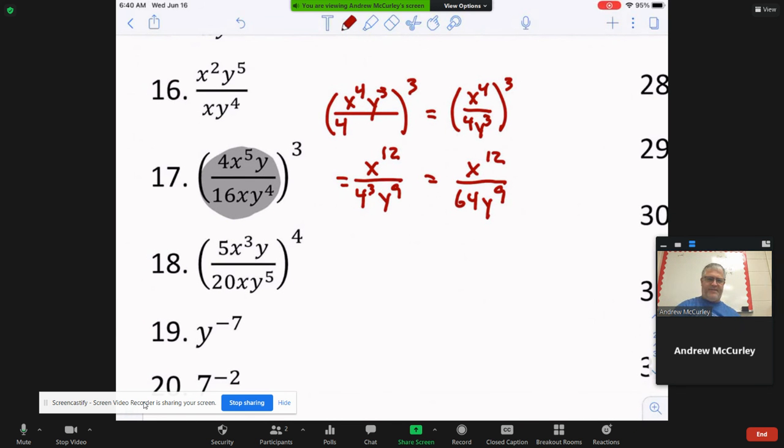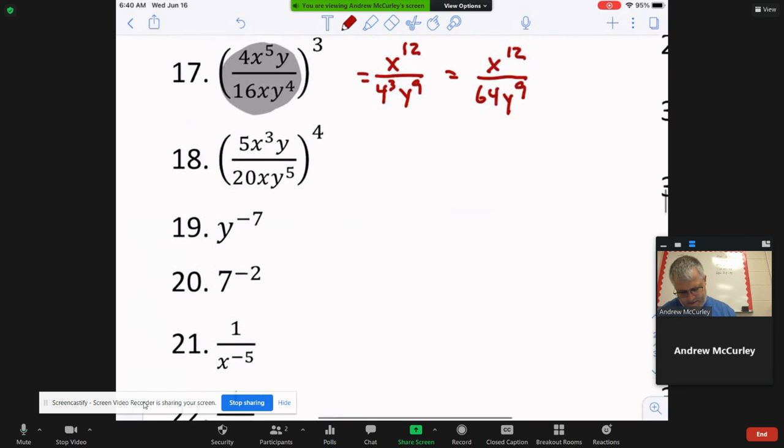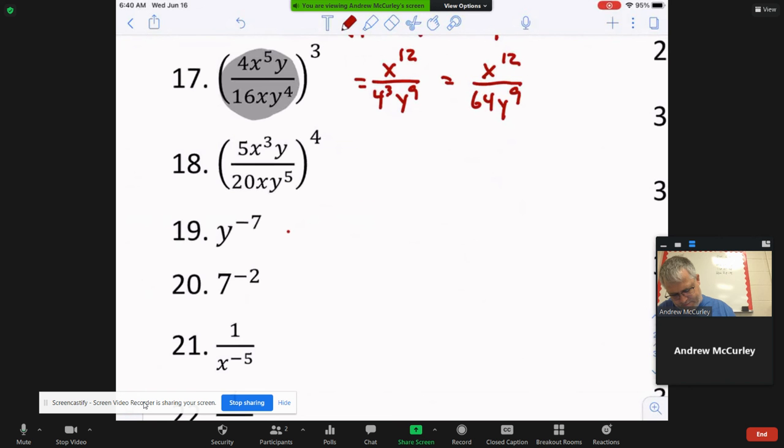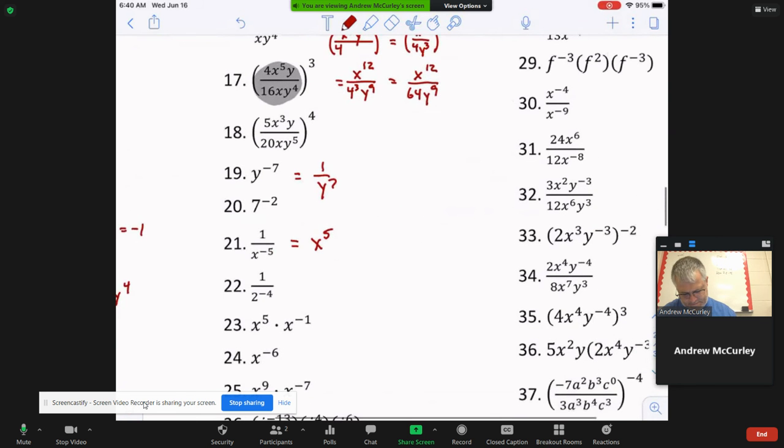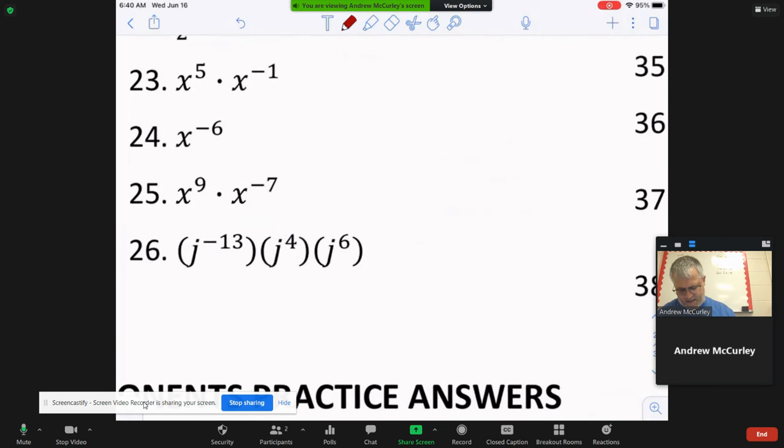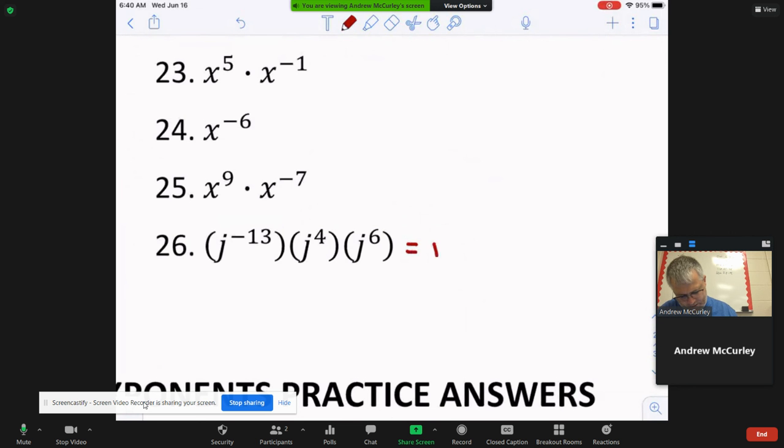Maybe try number 18 right now and see if you can check your answer with the bottom to see what's going on. Definitely number 19 is pretty simple. Number 21 was a good one to point out. It's got to move. It's in the denominator. It's got to move to the numerator. I like 26. We're going to add, that's going to be j to the -13 plus 4 plus 6. So that's j to the -3rd. It's got to move. No negative exponents. J cubed. 1 over j cubed.